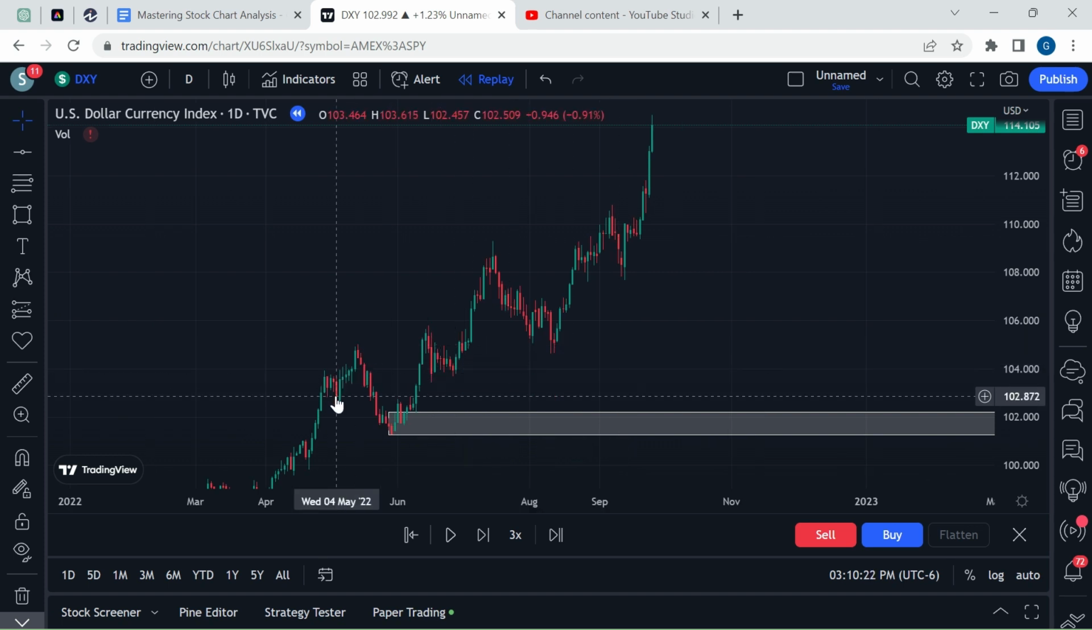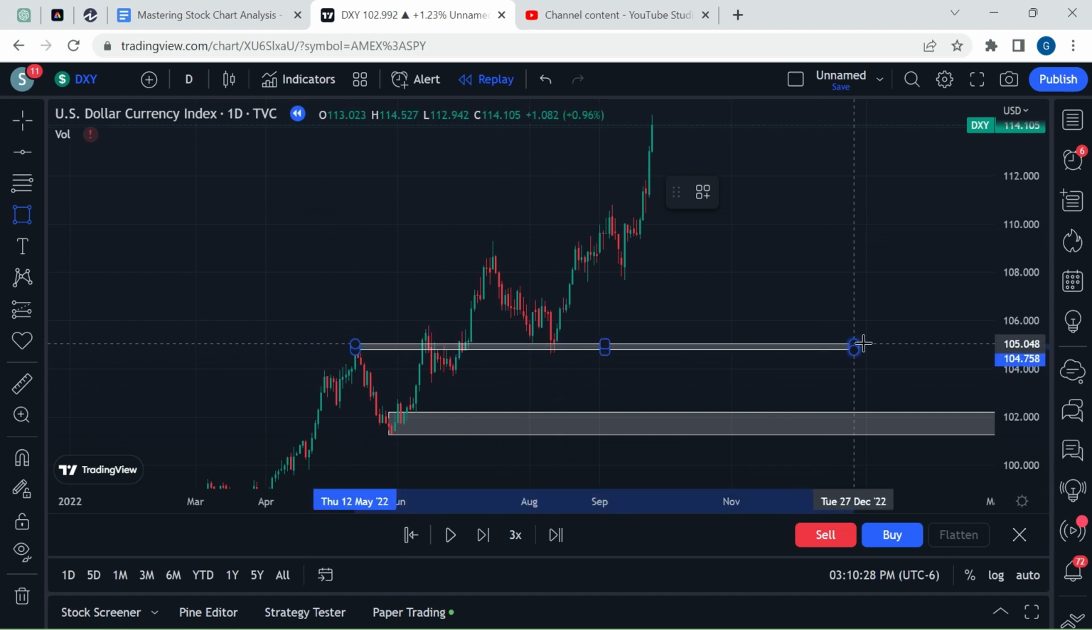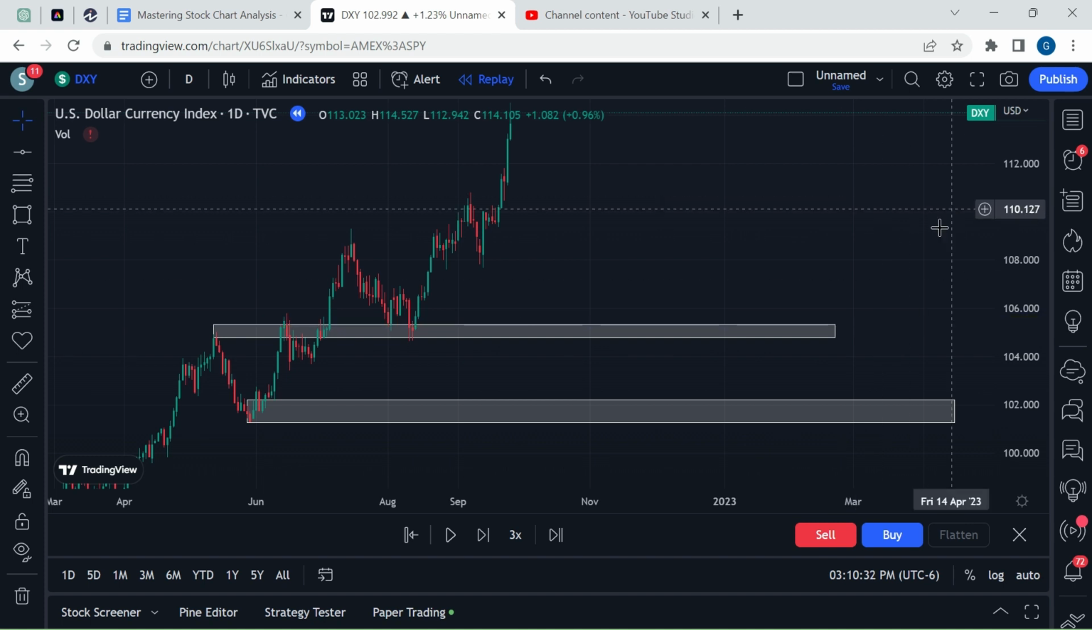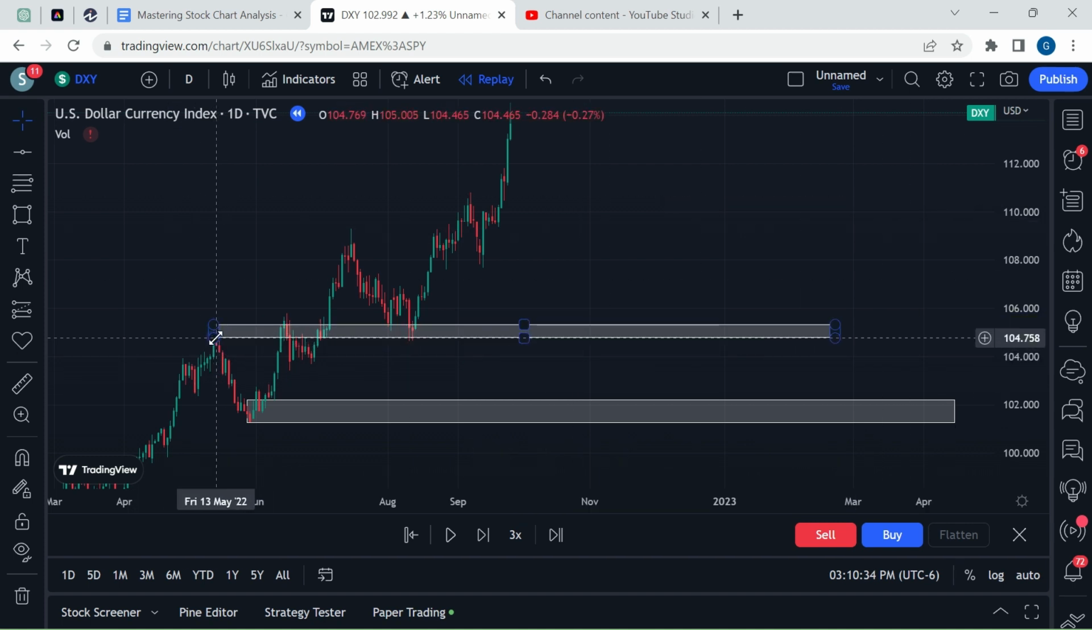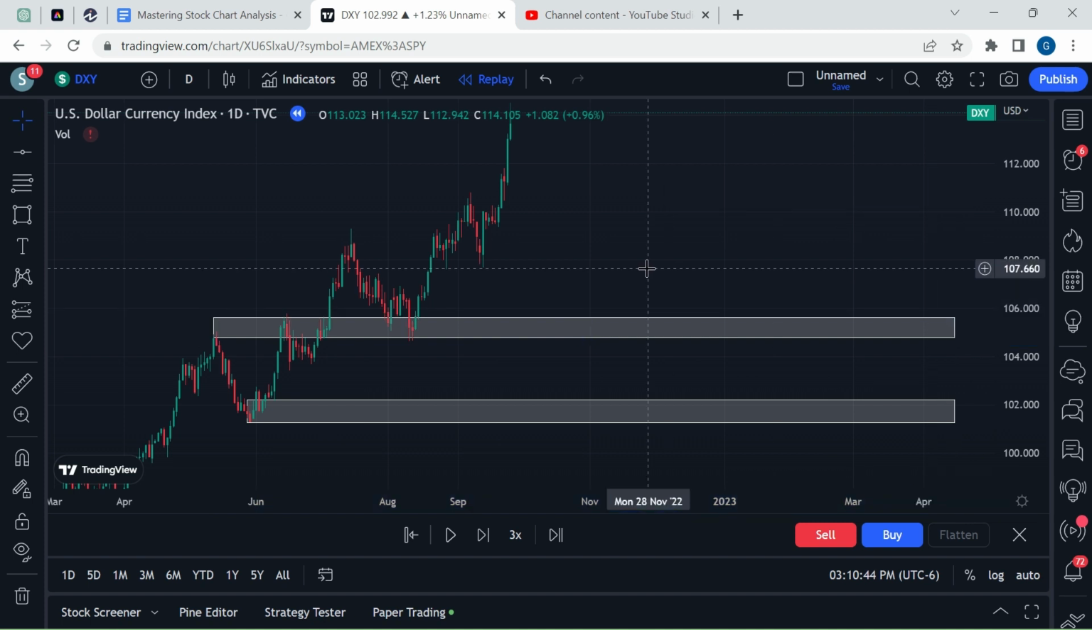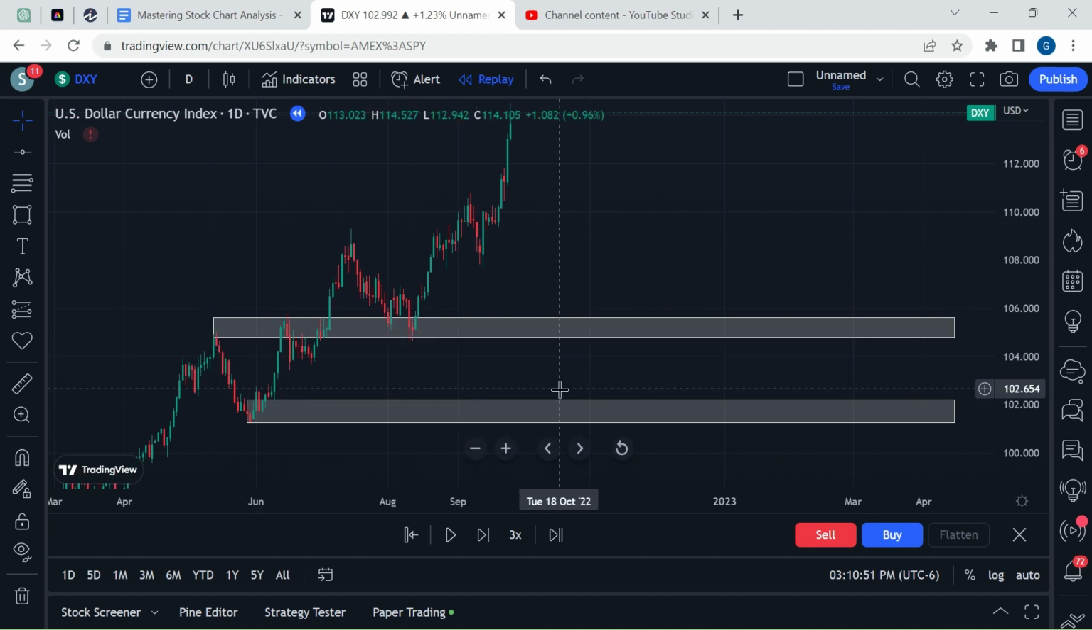As we can see here, we can maybe use this as a zone. And right here, we have a zone where it actually resisted again, but it also became a support area. So sometimes when you're trading these zones, they can actually turn from resistance, as we can see here, to a support level.